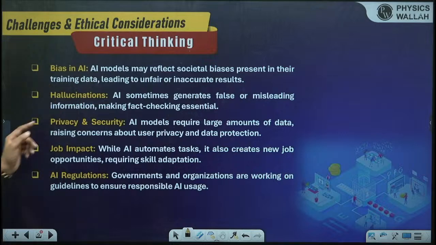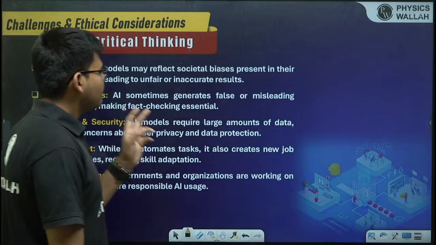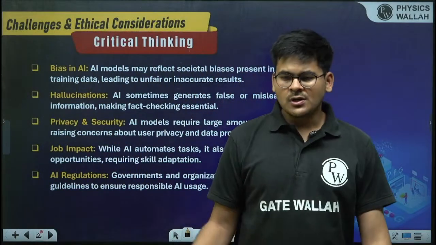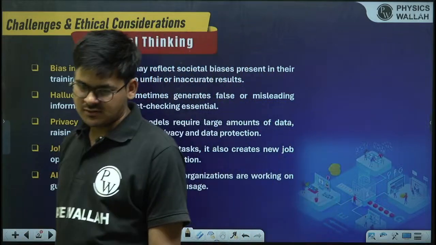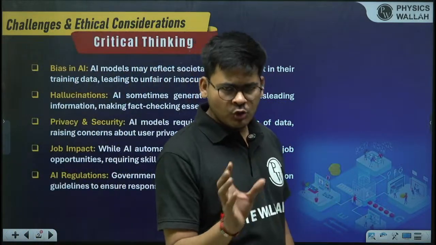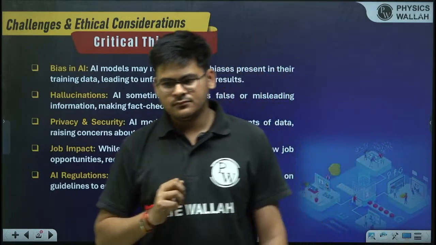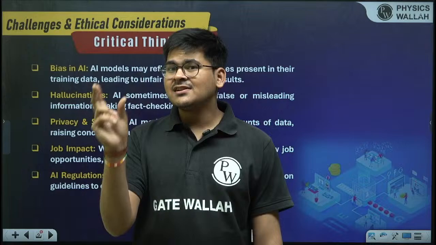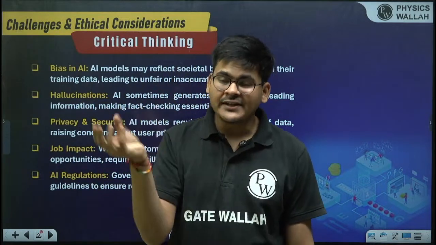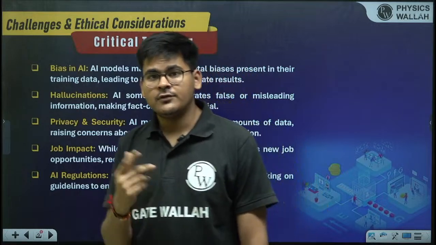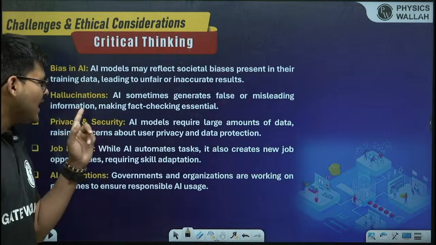Hallucinations. AI sometimes generates false or misleading information, making fact-checking essential. So sometimes AI gives you answers which are not actually correct. Because you know that it is ultimately a bot, it is ultimately a trained model. So if there is some incorrectness in the data on which it has been trained, it will also create that problem, and that's what we call hallucinations.